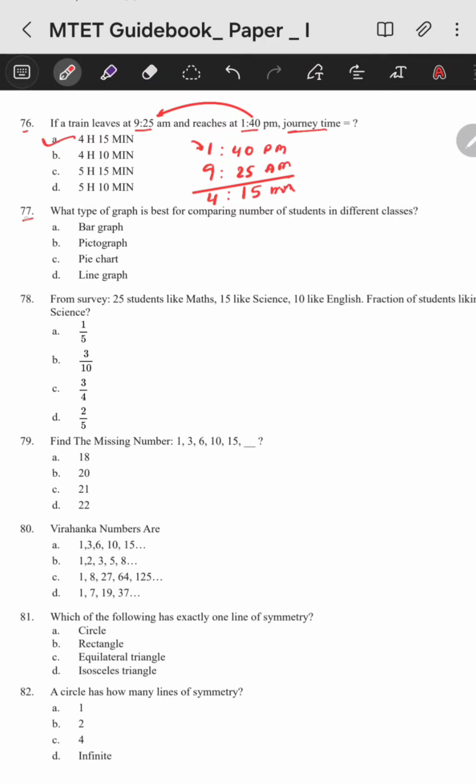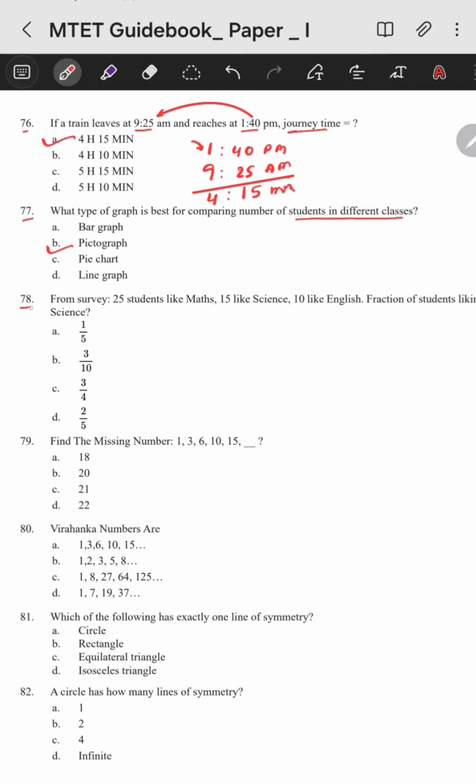Next, question number 77, they ask here, what type of graph is best for comparing the number of students in different classes? So this question depends on which classes you are teaching. If it is a higher class, then option E is your correct option. But if you are teaching the lower class, then option B is your correct option, pictograph. So option B is going to be the correct option here.